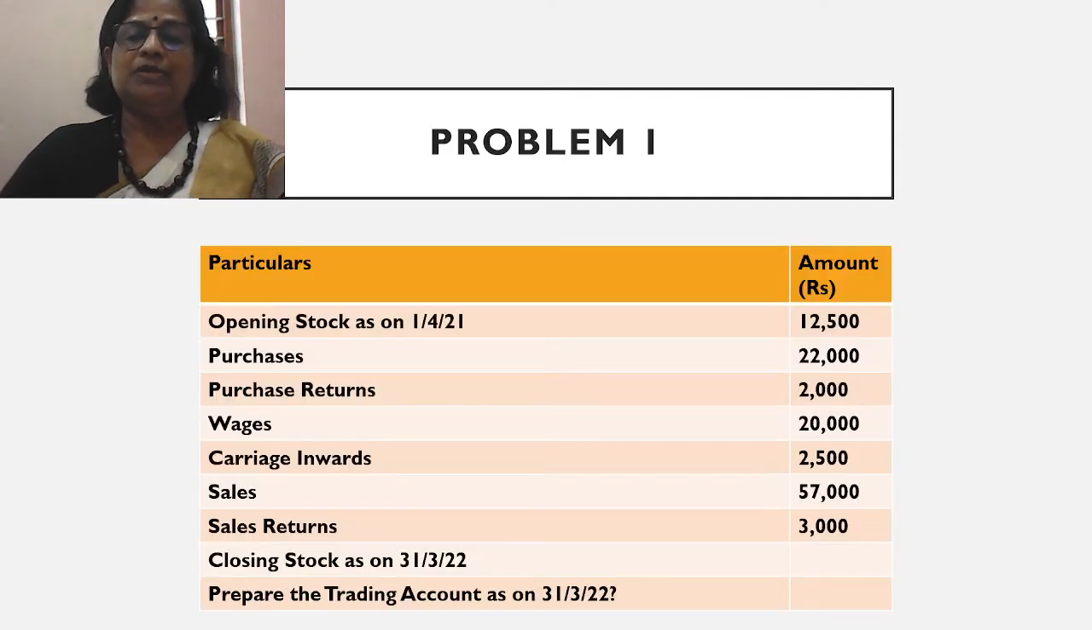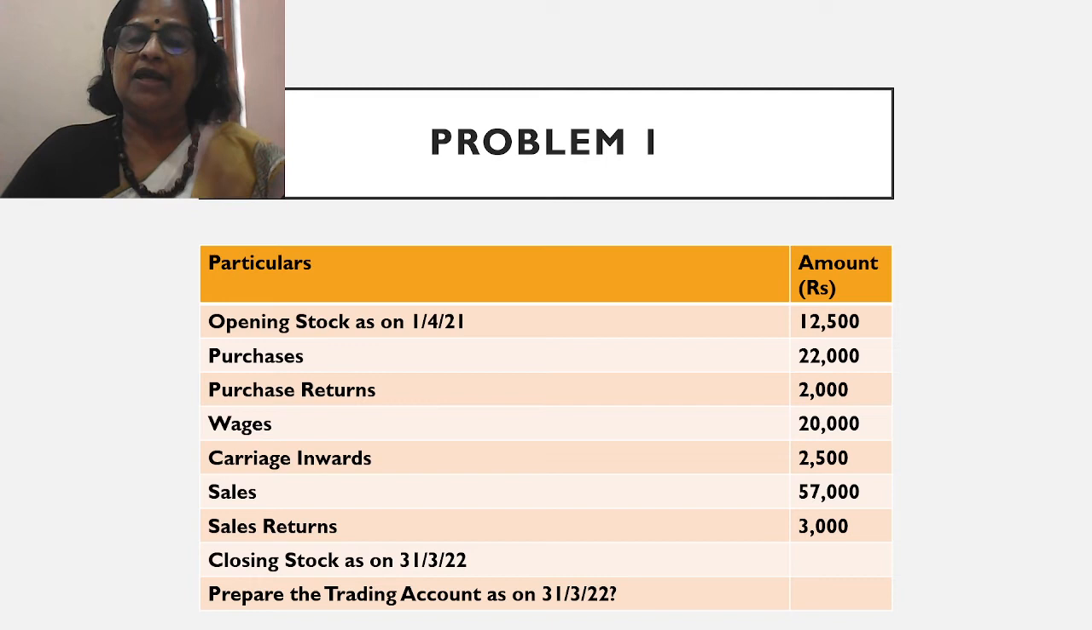Now two problems I will do. First problem is opening stock as on 1/4/21, 12,500. Purchases 22,000. Purchase returns 2,000. Wages is a direct expenditure. If it's salary, it will go to trading account.